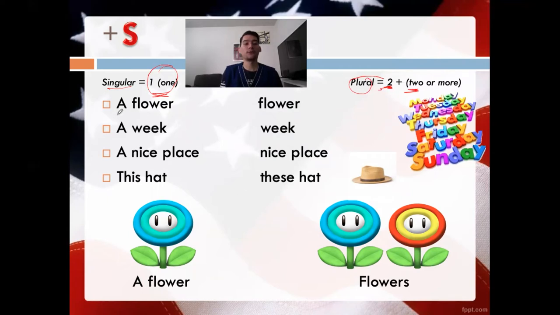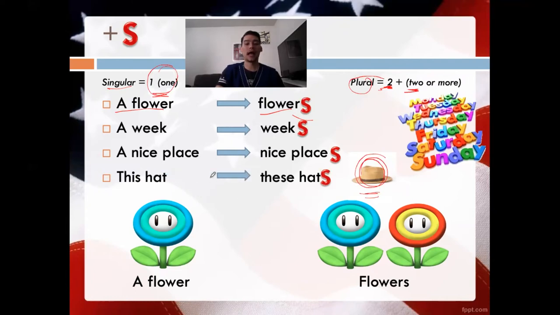So, now pay attention. In the singular form, we have a flower, and in the plural, we have flowers. Week, plural form, weeks. A nice place, nice places. This is a hat, okay? A hat. These hats.